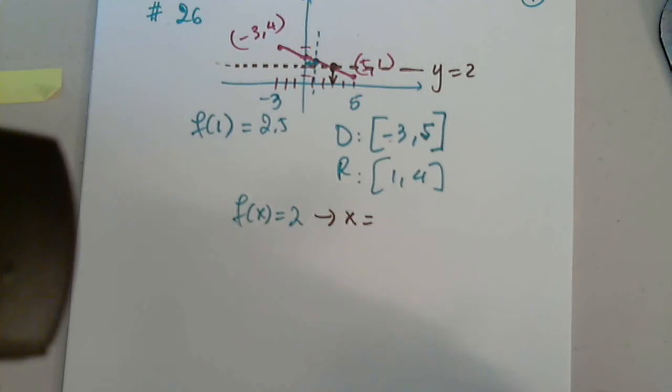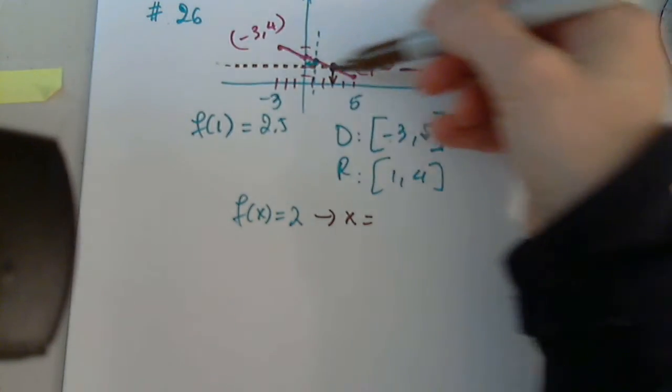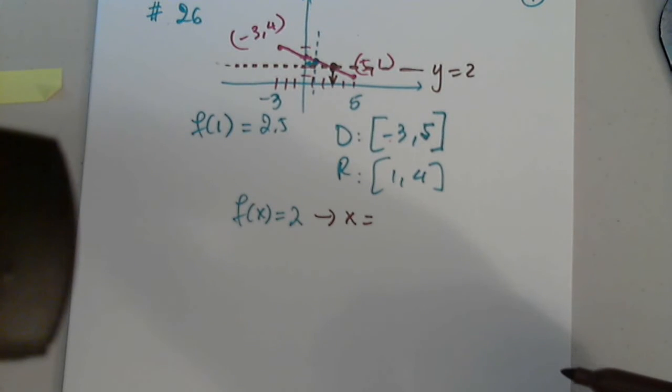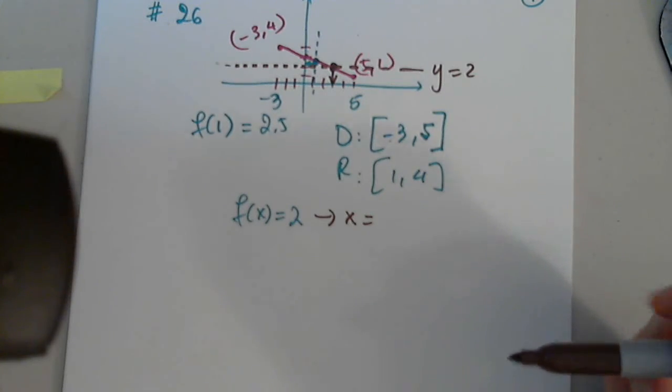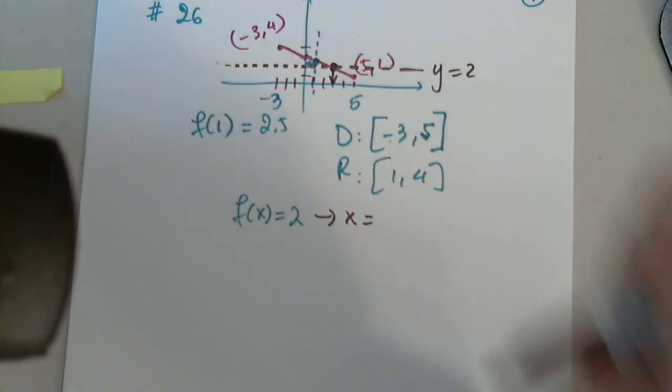Would it be -1? Everything above the x-axis is not possible. Sorry, I'm a little confused. Are we supposed to give you the 2 points for when f of x is 2? Right, but there are no 2 points. There is only 1 point in this case. The graph, y equals 2 crosses the graph in only 1 point, not in 2.